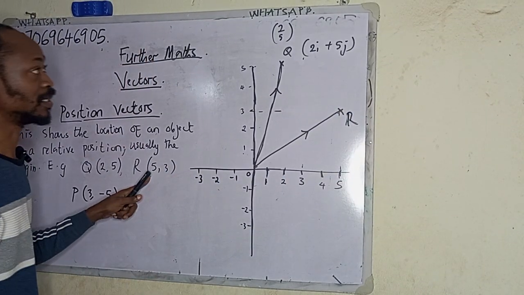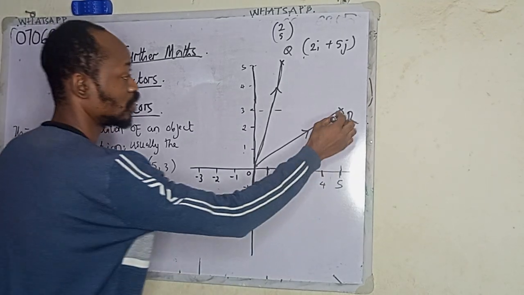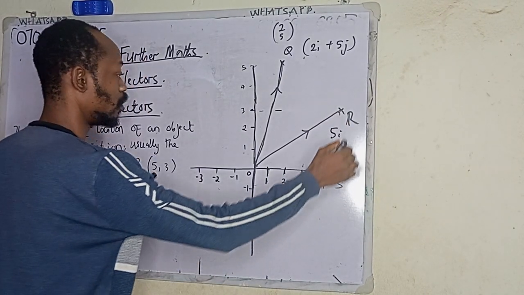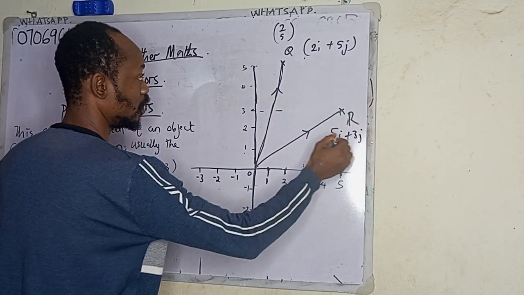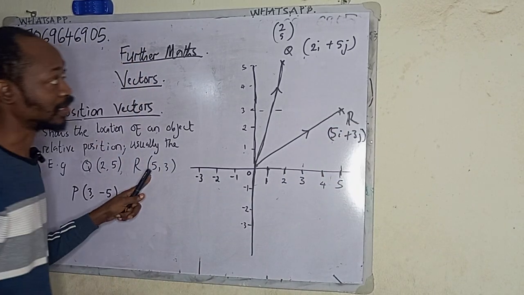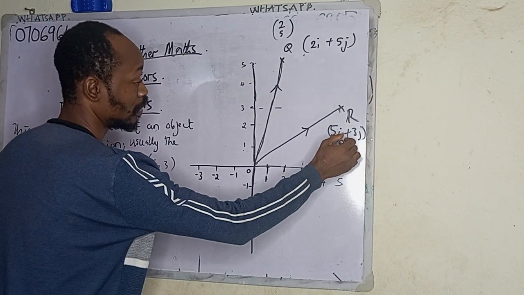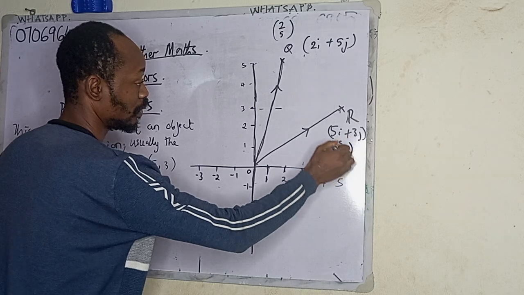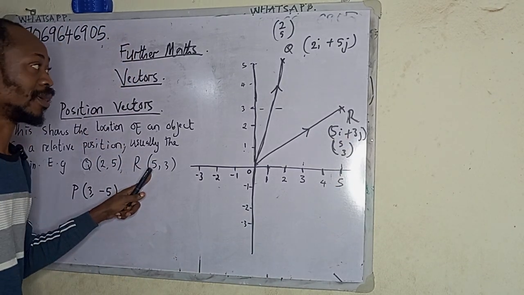And then we decide to write it in terms of i and j too. That's going to be 5i plus 3j. Or you can decide to write it in column vector form. That's going to be 5, 3. Right? That's your R.